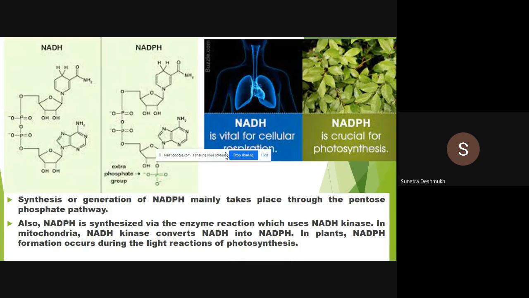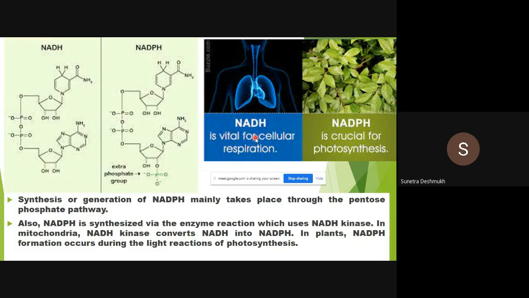So now, in which things do NADPH and NADH react or act? Here is the structural difference between NADH and NADPH. So pay attention. In the NADH molecule, if we replace one of the H from a hydroxyl group, we will get NADPH. And NADH is vital for cellular respiration, and NADPH is crucial for photosynthesis. Okay, this is the main difference. Both are reducing agents, but one is playing its role in plant metabolism, and the other, NADH, is playing its role in cellular respiration.